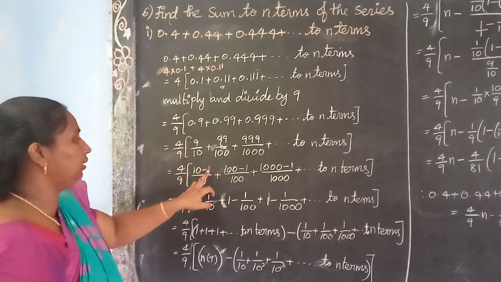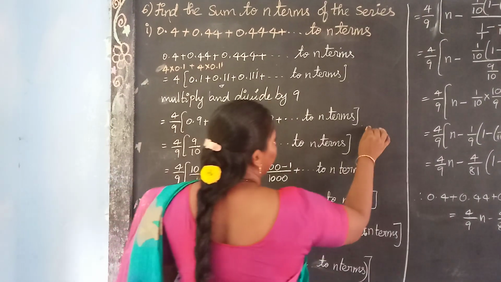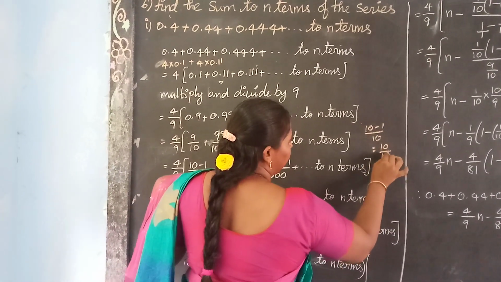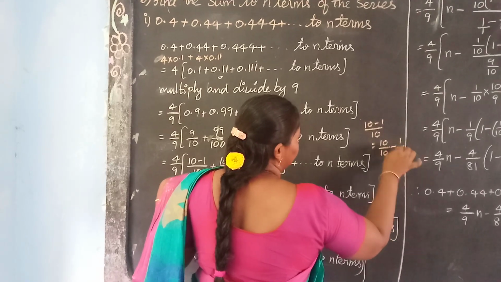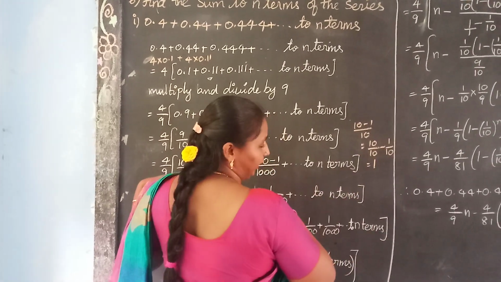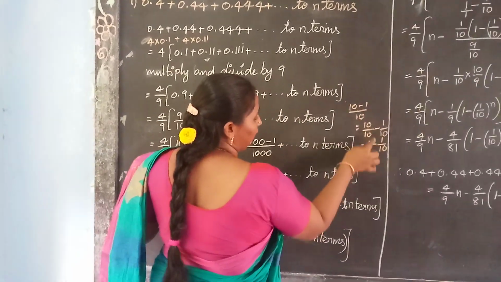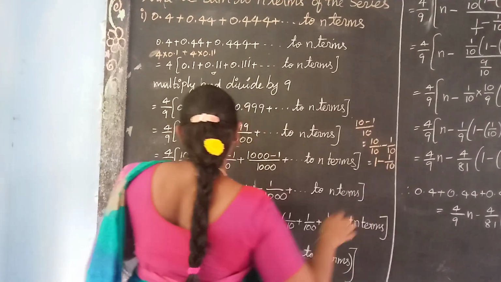What did you get? 10 minus 1 by 10, no? So here 10 minus 1 by 10, I am going to write like this: 10 by 10 minus 1 by 10. So 10 will get cancelled, we get 1 there. So 1 minus 1 by 10. So 10 minus 1 by 10 I can write like this: 1 minus 1 by 10.